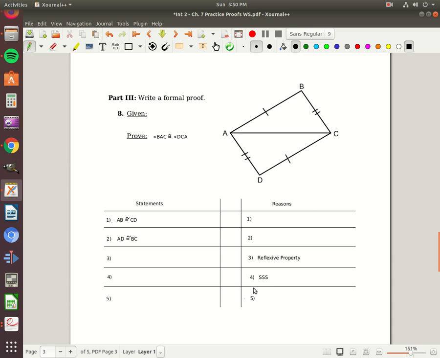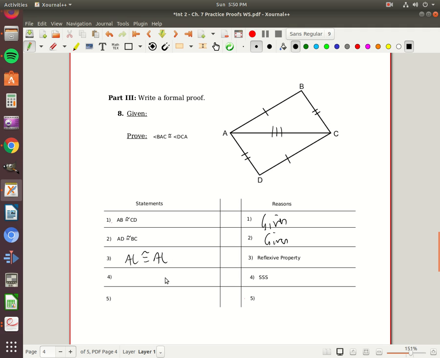So again, if you guys want to go ahead and pause where you're at and try this for yourself, I think this one's really easy. I think you can get through it very easily. All right, so AB is congruent to CD. I know that's given. AD is congruent to BC. I know that's given. I know that I can say AC is congruent to AC because they're reflexive.